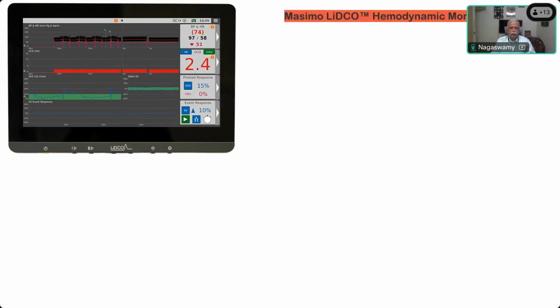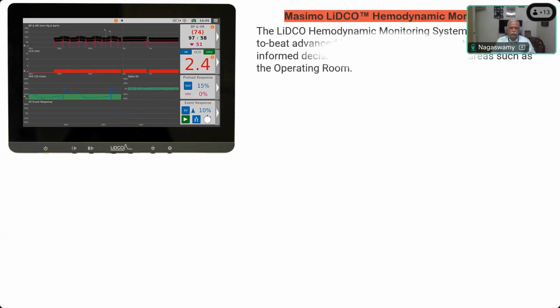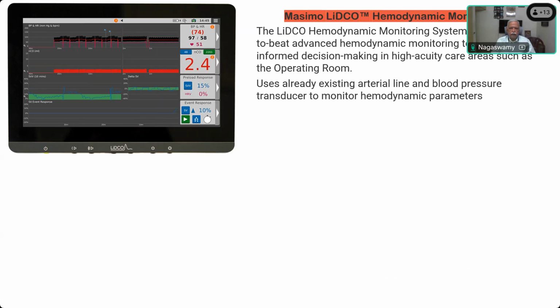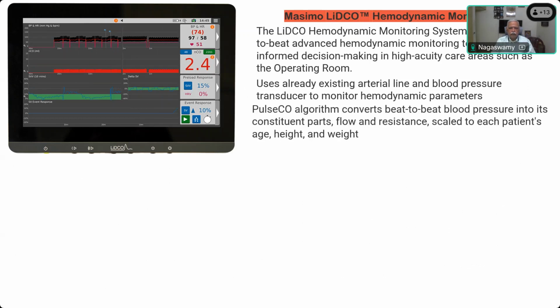Now, these are some of the pictures for you to remember. This is the Masimo LiDCO hemodynamic monitoring system, and it will provide beat-to-beat advanced hemodynamic monitoring. You need an already existing arterial line to monitor the hemodynamic parameters. The pulse cardiac output algorithm converts beat-to-beat blood pressure into consistent parts, flow and resistance, scaled to each patient's age, height, and weight. It is proven reliable in patients even on vasoactive drugs. That is the advantage of LiDCO.